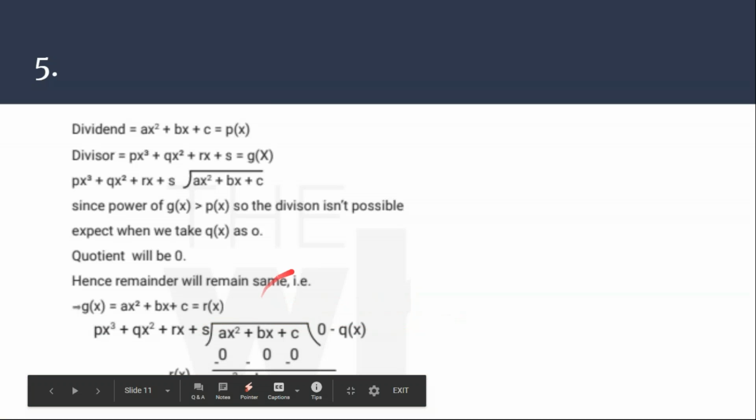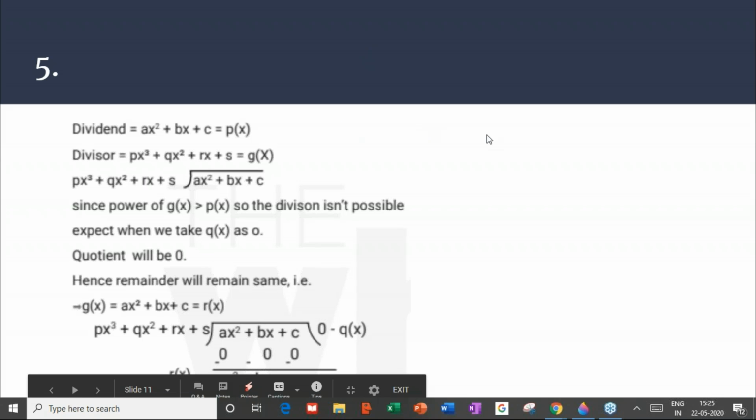Yeah, this is the same thing. I think one of you had put the solution on WhatsApp. So here this basically is just indicating that 0 is the quotient q of x. It's not 0 minus q of x. You don't need to show this division, they've just shown it so that you understand what exactly happens. So the remainder will be the same as the dividend and the quotient will be 0. That's it. Okay, so we'll move on to the next question.